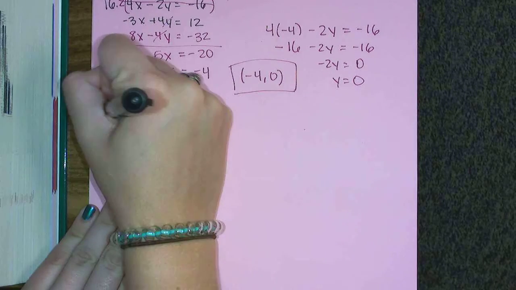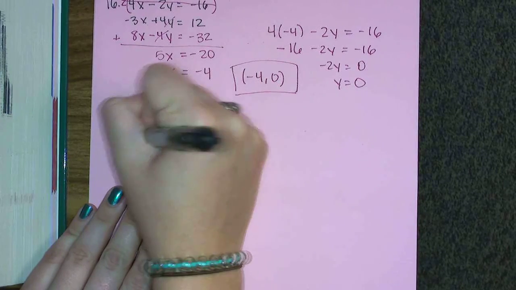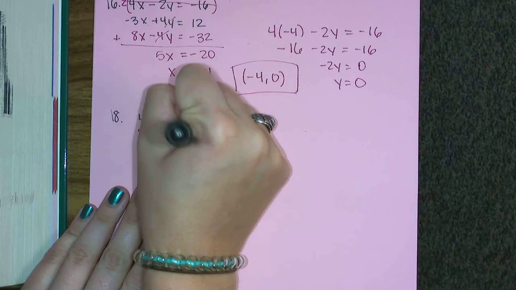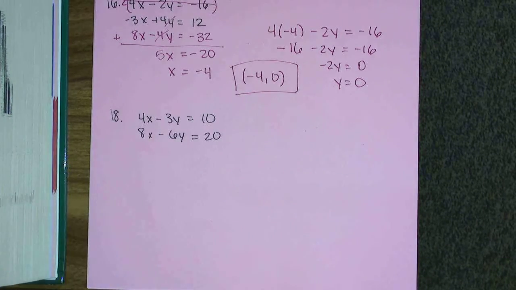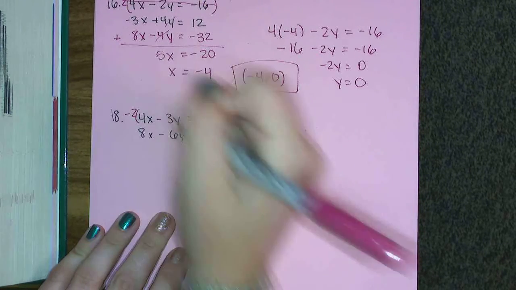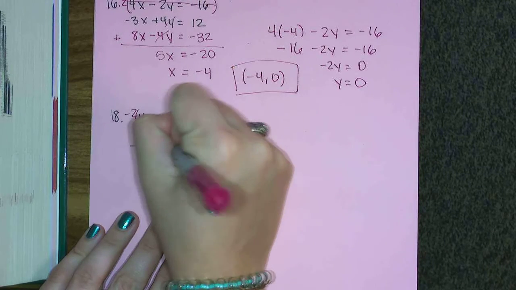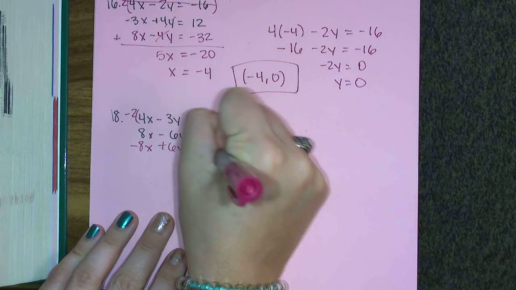18. 4x minus 3y is equal to 10. 8x minus 6y is equal to 20. X or y? What do I need to multiply it by? Negative 2. Okay, so then I'm just going to write it underneath the bottom one. So this is going to be negative 8x plus 6y is equal to negative 20.